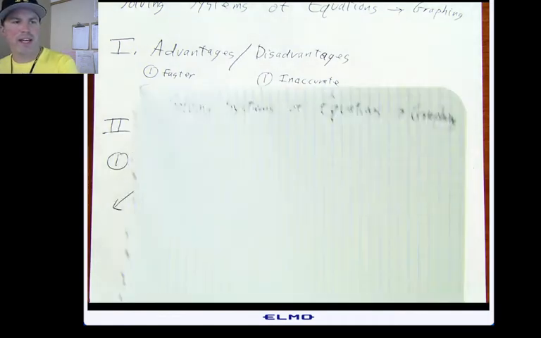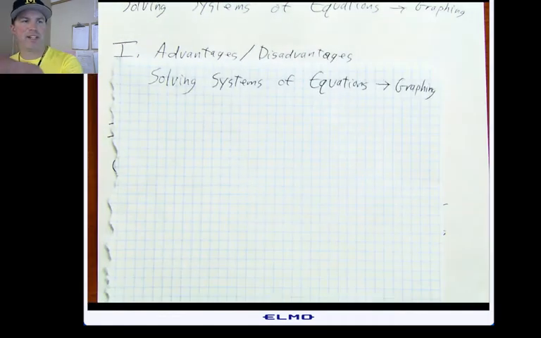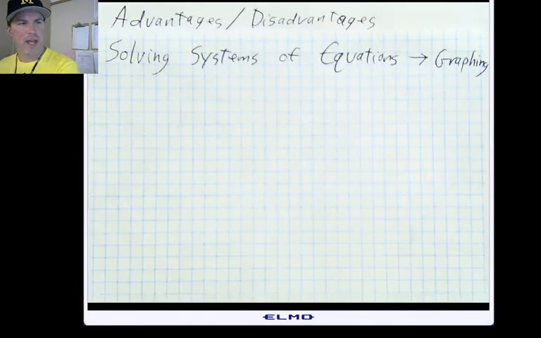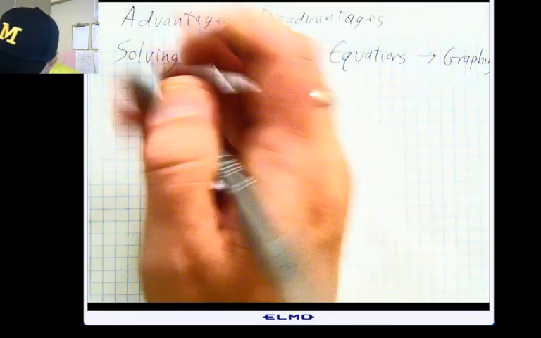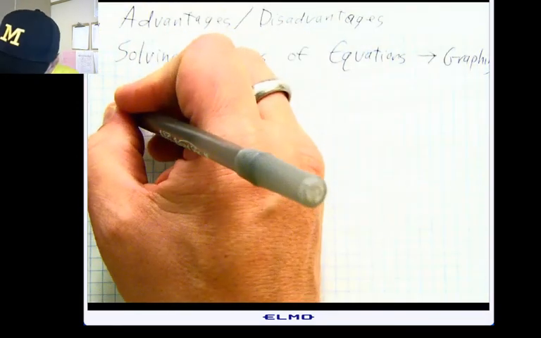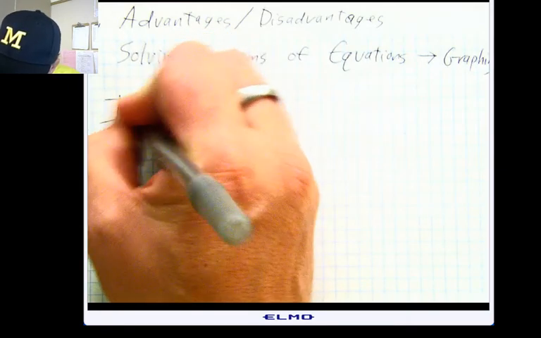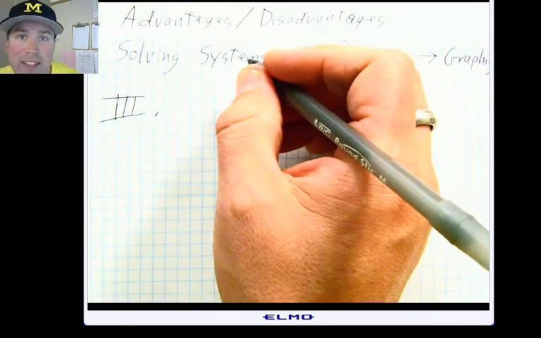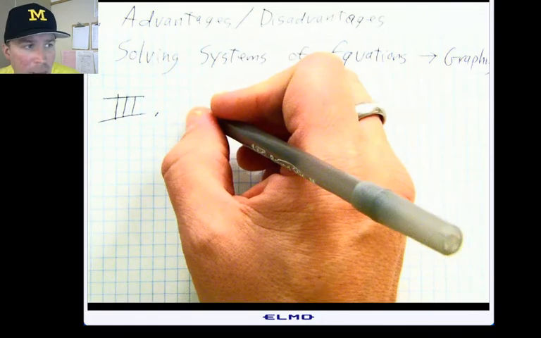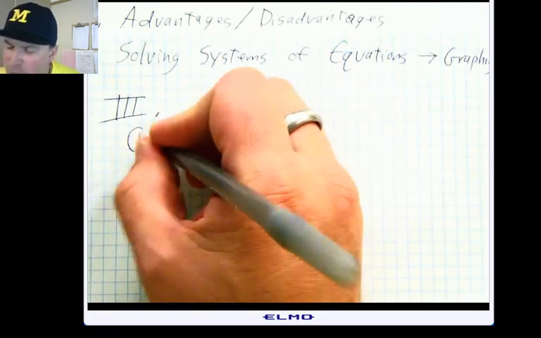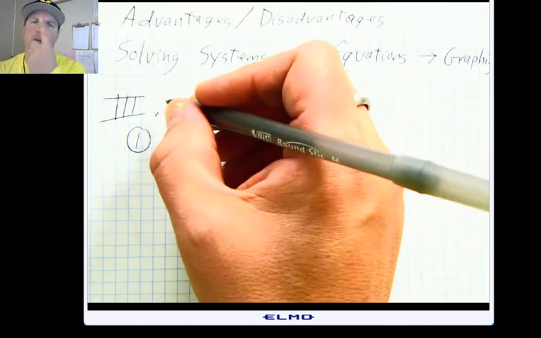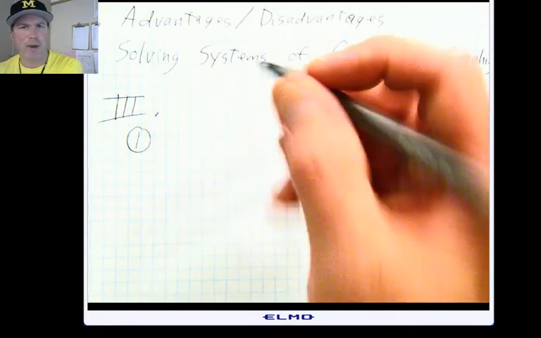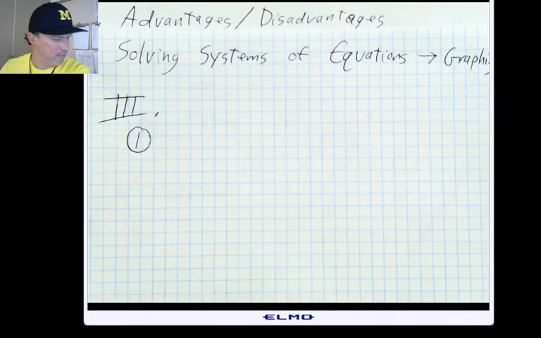Let's go ahead and get into some examples. Solving systems of equations, graphing. And I have two examples for you. And in these two examples, I am going to show you three techniques on how to solve them. And you'll see what I mean when we get there. Example one, I'm just going to show you one technique. For number two, I'm going to show you two different techniques.